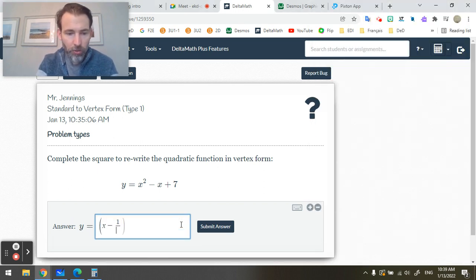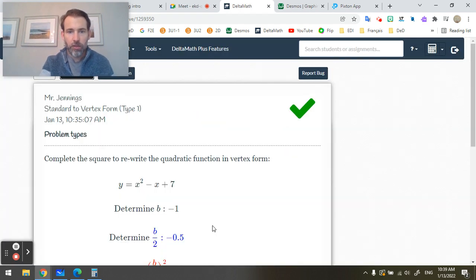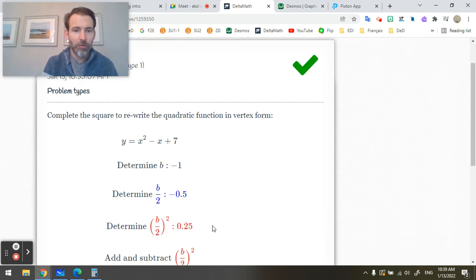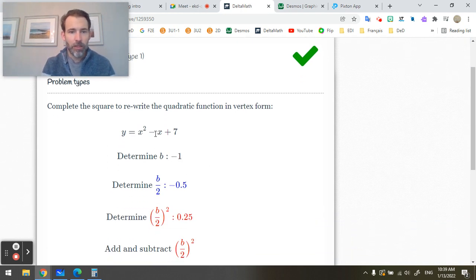X minus 1 over 2 squared plus 27 over 4. Yay! Now let's see what they do. B is negative 1. See, they get that there. This is negative 1. They don't write the 1. Okay, but it is negative 1. Is negative 1 apple there? Negative 1 x. Determine b squared.